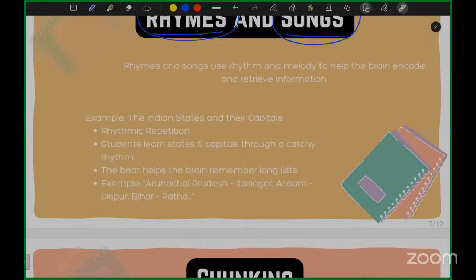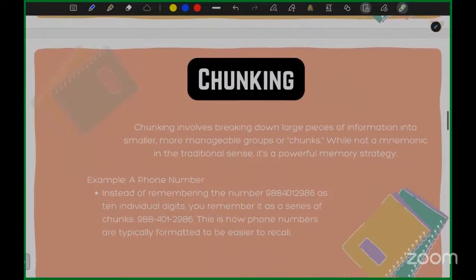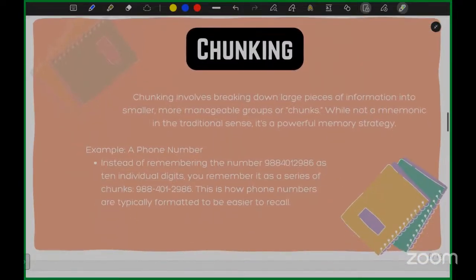And moving to the fourth and very interesting type of mnemonic, which is called chunking. So what is chunking? This type of mnemonic is usually seen in every home, as we need to remember the phone number.